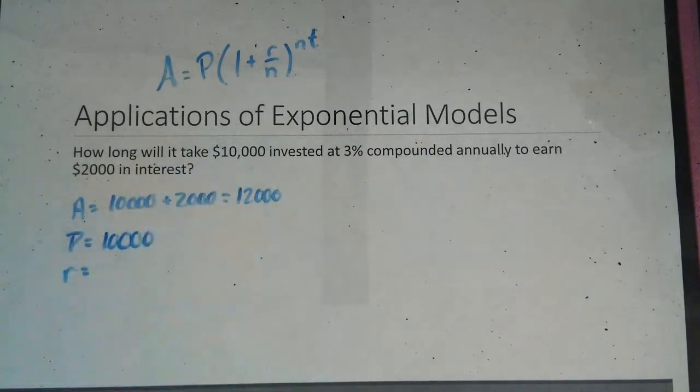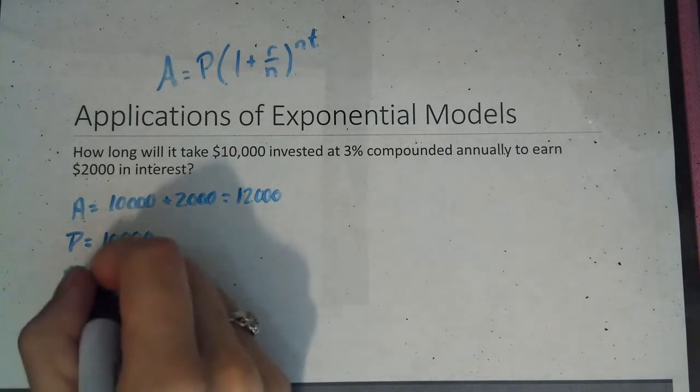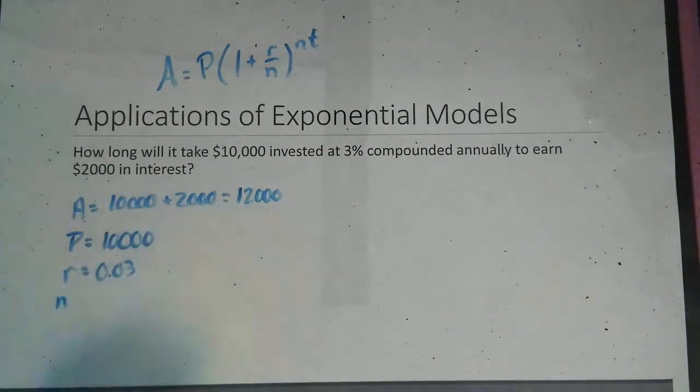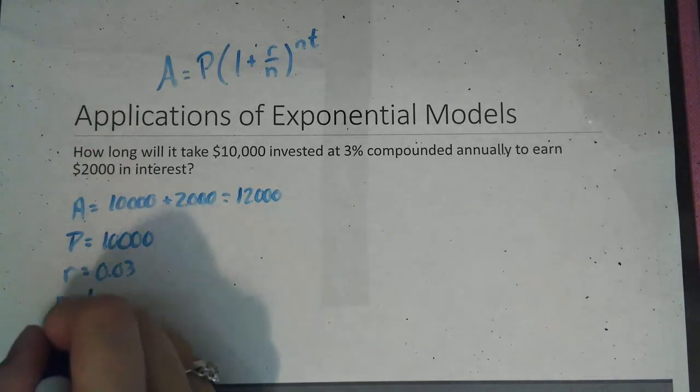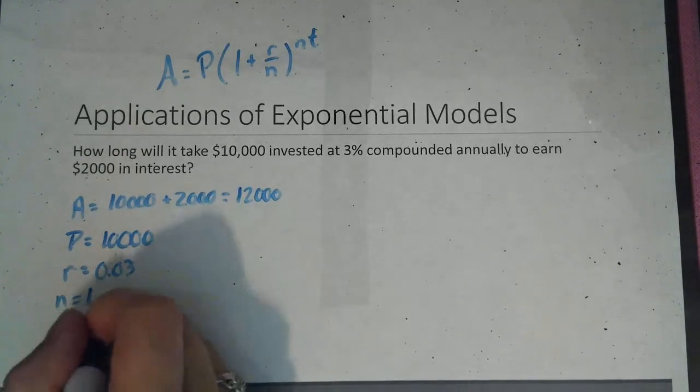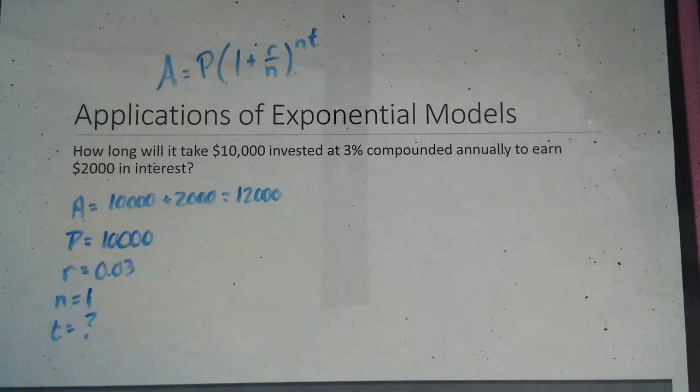R is our interest rate. We're told it's 3%, but we want to write it as a decimal, so we get 0.03. N is the number of times we're compounding per year. We're being told that we're compounding annually, and annually means once a year. And then T, we're not given a value for that. Our goal is to find how long, so we don't know T. So let's start plugging in what we have into the formula.